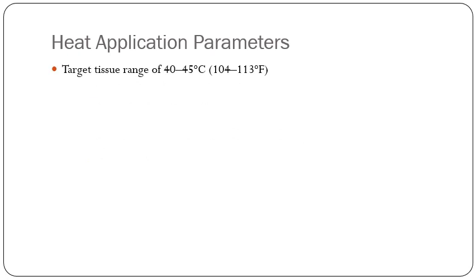Okay, again, heat application parameters. You're looking to try to get your target tissue to a range of 104 to 113 degrees. For the most part, with all of these treatments, the effects are going to be superficial. So if we want to get deep heat, there are other modalities we're going to talk about where that could be utilized.